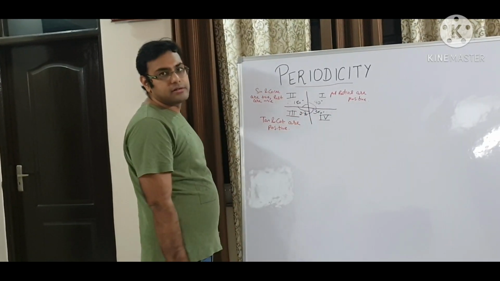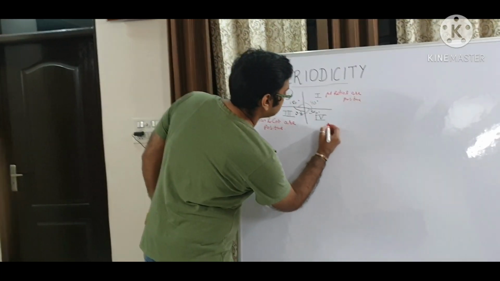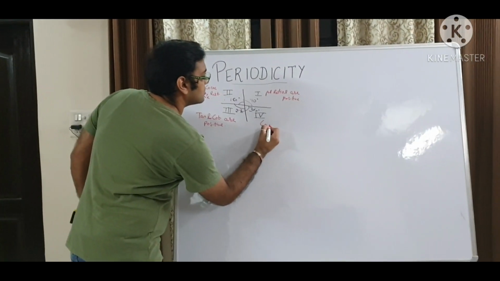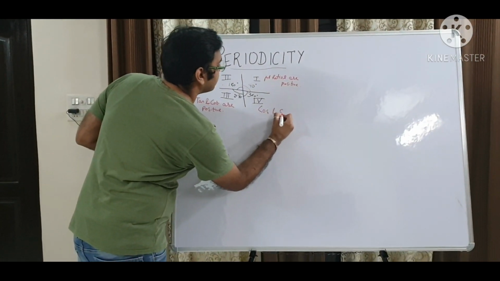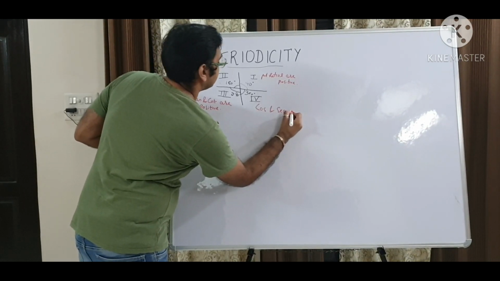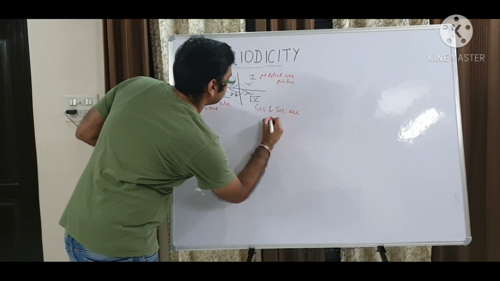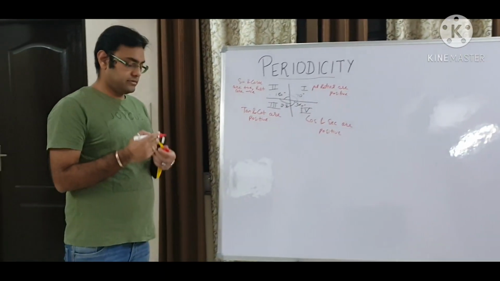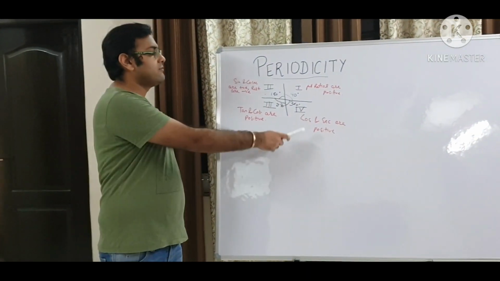And in the fourth quadrant, we have cos and secant positive. The rest four ratios are negative in the fourth quadrant.